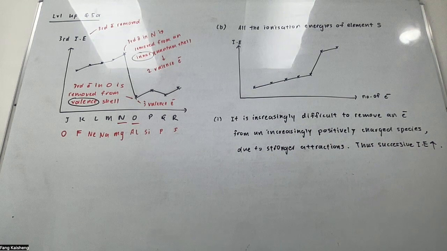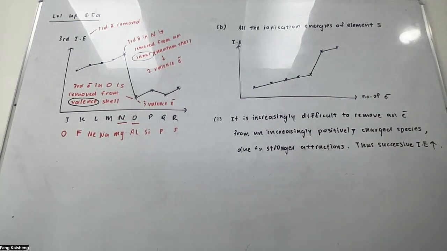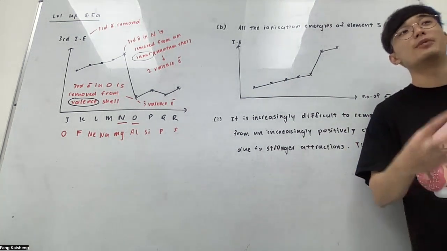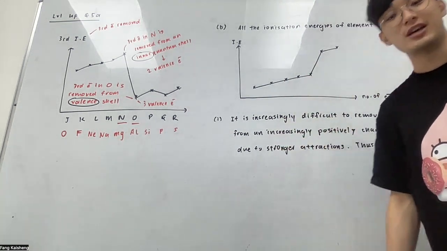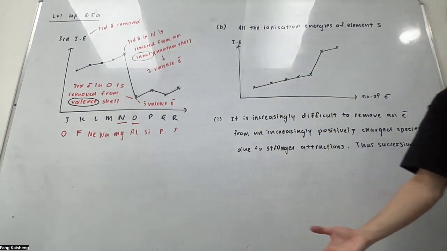Answer for part 1 is on the board. So this is successive, i.e., they're asking you why it keeps increasing, right? That's the general trend. So that's exactly what I explained just now. As you remove more and more electrons, the cation is just going to become more and more positively charged, which makes it even harder to remove the electrons as well. Make sense?